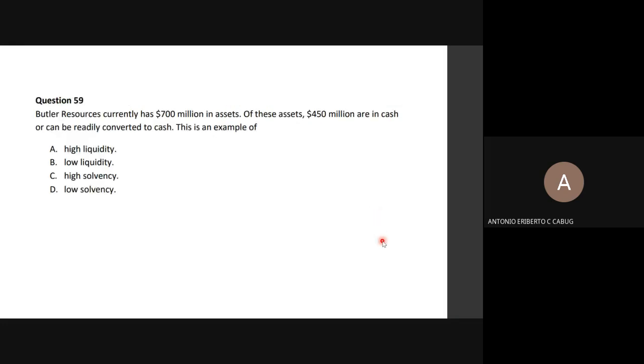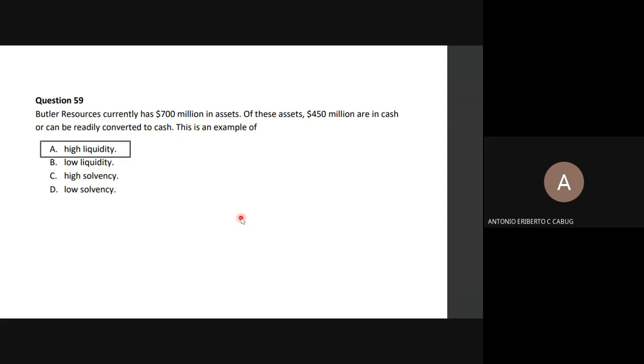Question 2. Enter. Okay? Anong ibig sabihin yan? Kapag 700 million ang assets mo, yung cash mo, 450 million. Ang ibig sabihin nito ay OA ka sa liquidity.